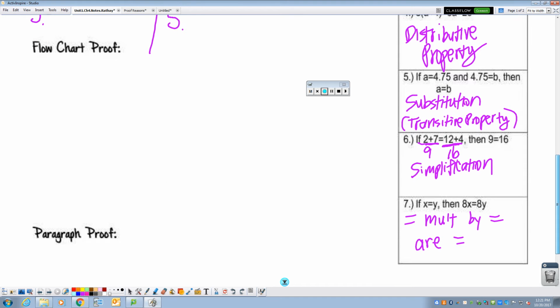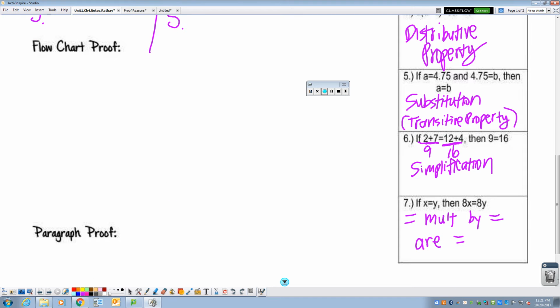The second way to organize the proof is a flowchart proof. Our proof has 5 steps, so this is still going to have 5 steps. The only difference between a 2-column proof and a flowchart proof is how you organize it on the page. It's the same exact words. Everything is identical. It's literally how you organize it on the paper is the only difference. So in a flowchart proof, it's going to look something like this. The statement goes inside the box, and then outside of the box, you're going to have a reason.